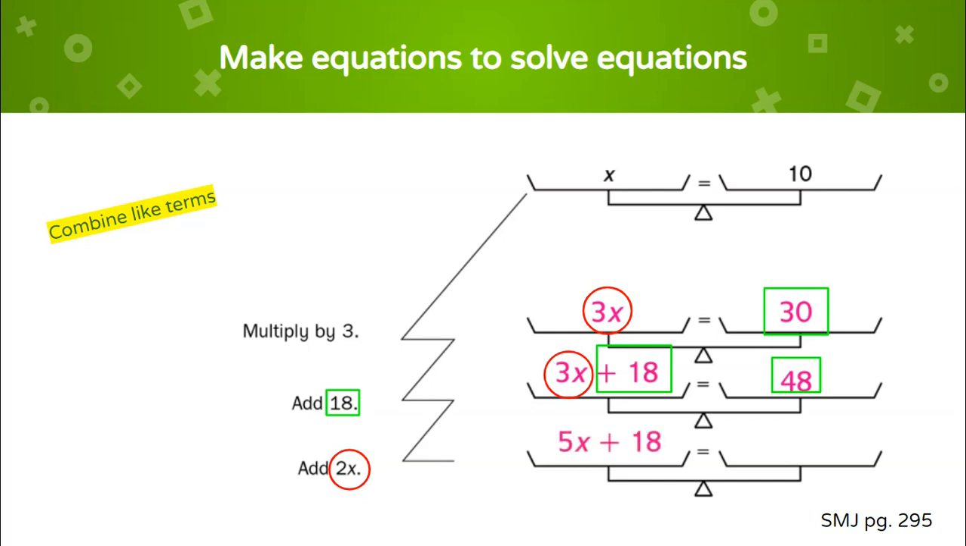We'll get 5x. The 18 has to stay by itself because we cannot combine it with the variable term. 5x is our variable term. 18 is our constant term. On the right-hand side, we have 48, a constant term. It cannot be combined with our 2x because 2x is a variable term. And so they have to sit next to each other. 2x plus 48. 2x is our variable term. 48 is our constant term. So we've now built this equation. 5x plus 18 equals 2x plus 48.